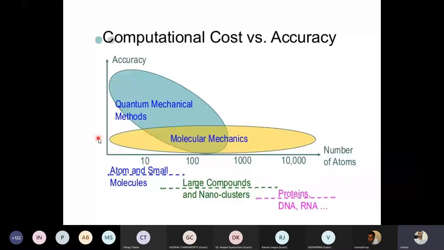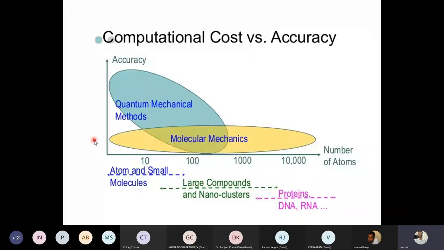On the other hand, when you look at the quantum mechanical methods, for very small systems, we can do very accurate calculations, for example, coupled cluster or MP2 or CI, MRCI. But as we see, for a larger number of atoms, quantum mechanical methods first of all cannot be done, and what we can do, their accuracy is also compromised. So you come down to this.